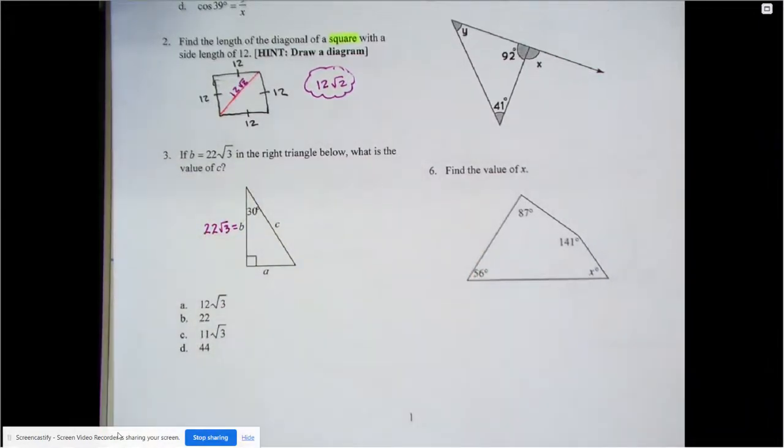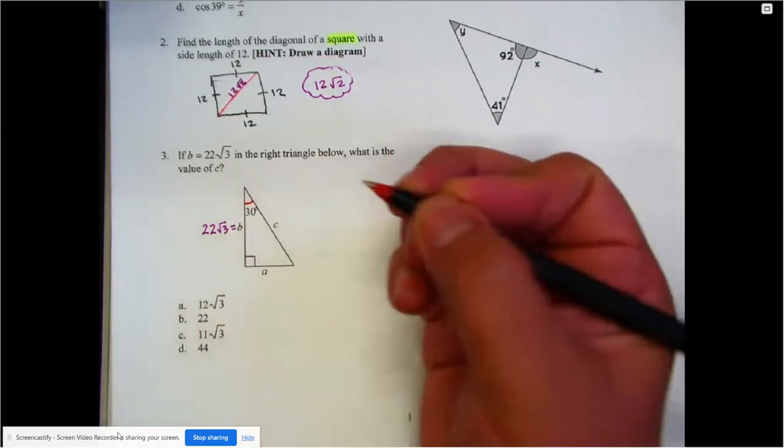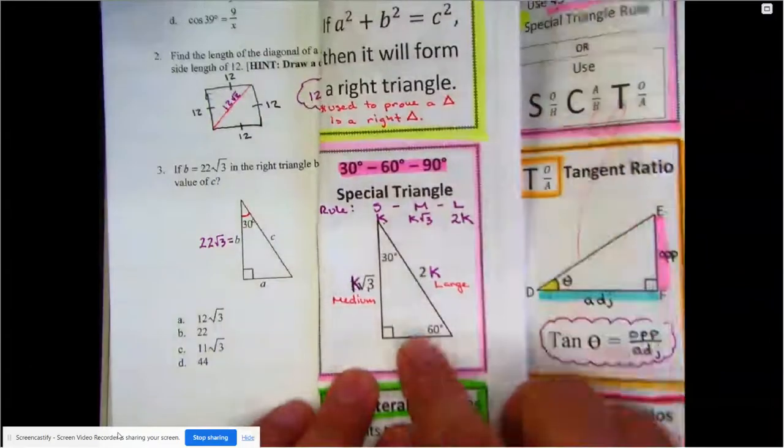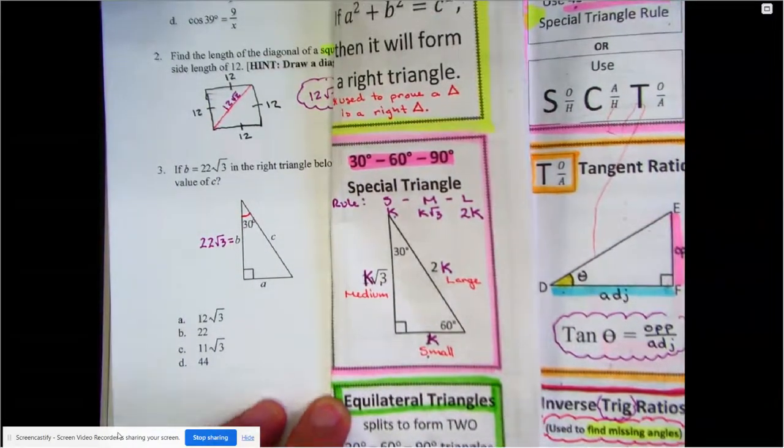Okay, so there's B. We put it where it belongs. But the thing that stands out to me in this problem is the fact that this is a 30-degree angle. And if this is a 30-degree angle, well, I already know where to look in my word wall. Here comes that 30, 60, 90 again. And so when I'm looking at that 30, 60, 90, look at what it says.